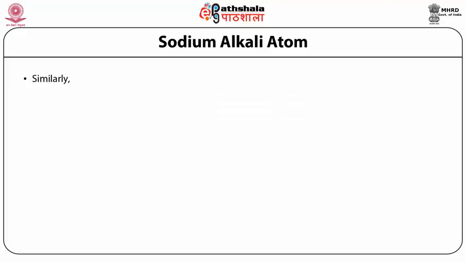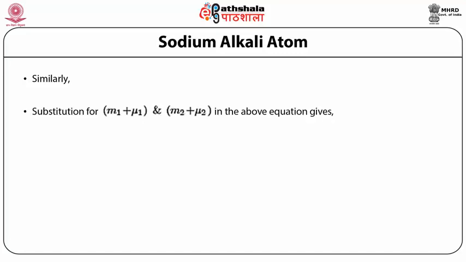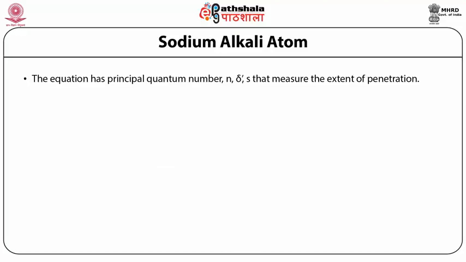Similarly, one can write down n prime minus delta 2 is equal to m2 plus mu2, and substitution of m1 plus mu1 and m2 plus mu2 in the above equation gives us nu is equal to R upon (n minus delta 1) square minus R upon (n prime minus delta 2) square. The equation has principal quantum number n and deltas that measure the extent of penetration, and it is inferred that the larger the delta value, the greater is the penetration.